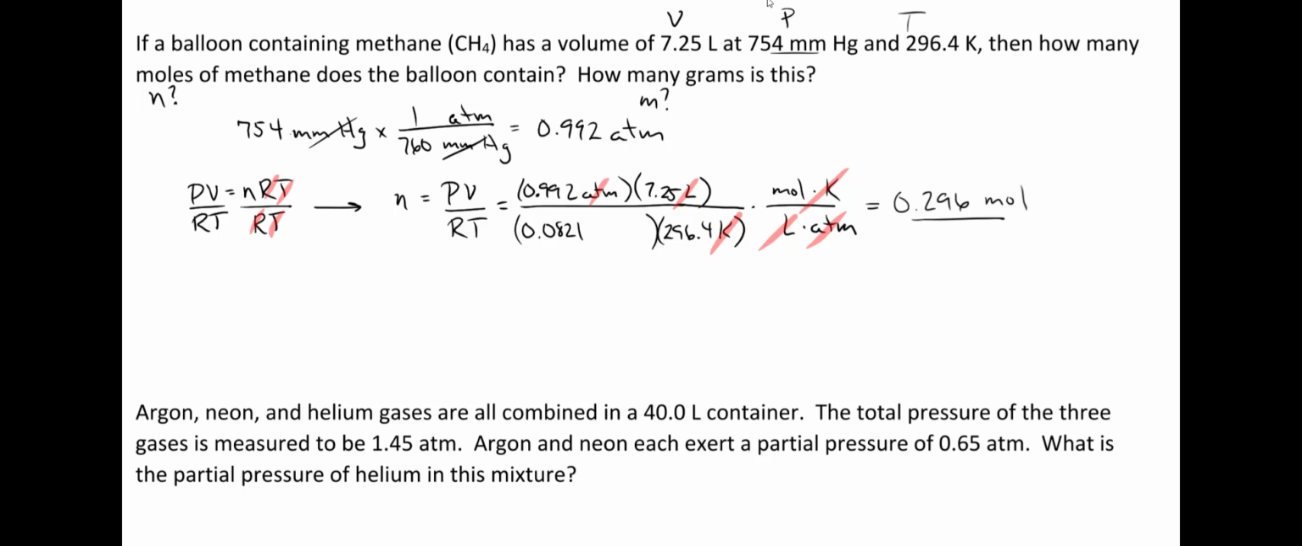Now we want to know how many grams this is. Now think back to the last chapter. We know how to convert from moles to grams if we can find the molar mass. So we want to find the molar mass of methane, CH4. So there's one carbon, so that's going to be, all of these are going to be grams per mole. I'm not going to write it down over and over. So it's 12.01 grams per mole from the carbon, plus 4 times 1.008 grams per mole for the hydrogens. And this gives us 16.04 grams per mole.